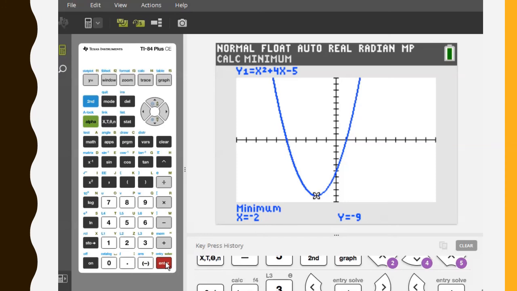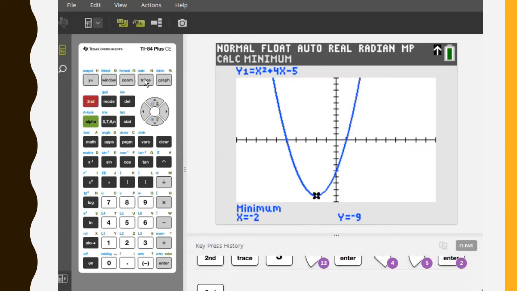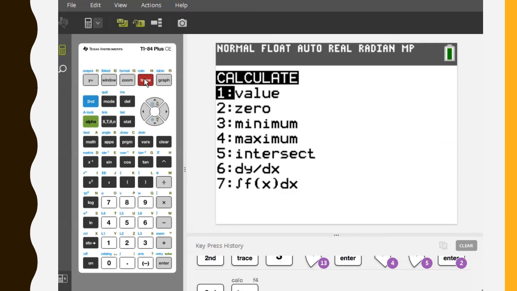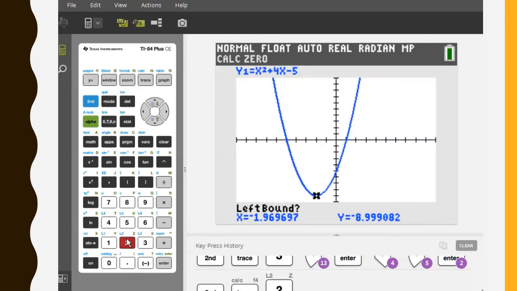which is exactly what we got when we looked at the table. Now, the calculator also can identify the x-intercepts. So if you go to second trace, and ask the calculator for the x-intercept, that means you're asking the calculator for the zero, which is number 2.